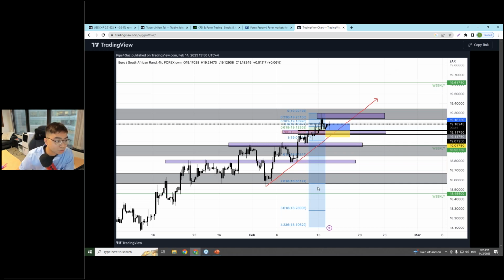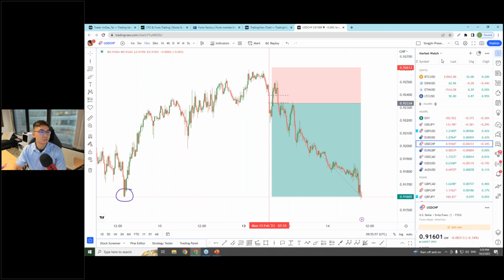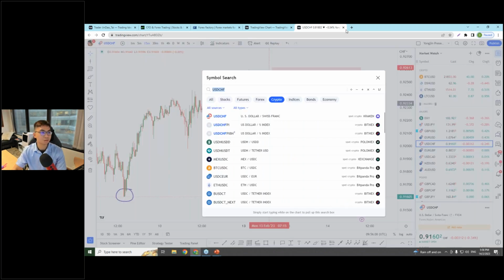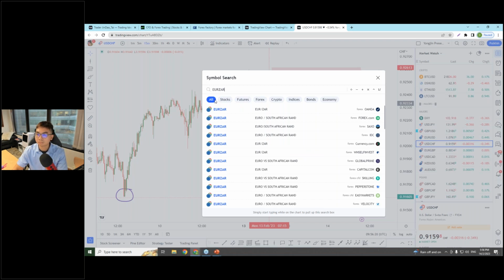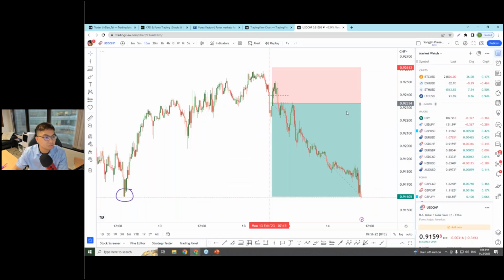He actually had only two touches at the moment. If you look very closely, he didn't pull the trend line up. So maybe I'll find South African rand. Let me just add it in. Wait, give me a moment. Euro South African rand currency. Okay, euros. Yes, please set break even before the news event.